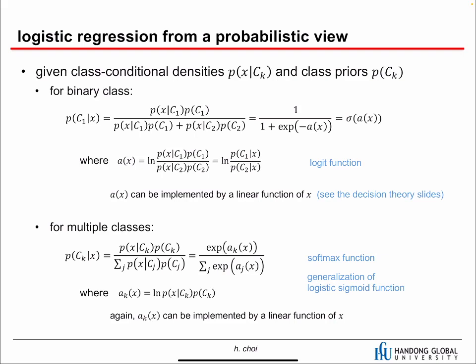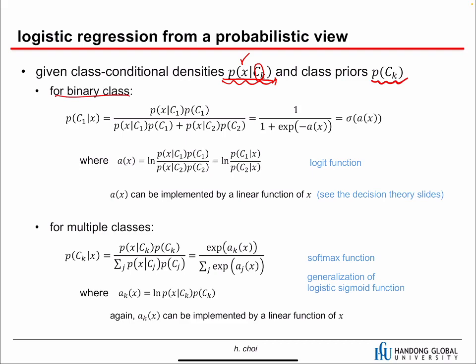Okay, then we can understand this logistic regression from a probabilistic view. Okay, so given a class conditional density like this, so this one is actually a likelihood, right? So when we assume that the class is k, then what is the probability of x? How likely is x coming from class k? That is this probability, this likelihood. And we have a prior. Without any information, we can have some distribution.